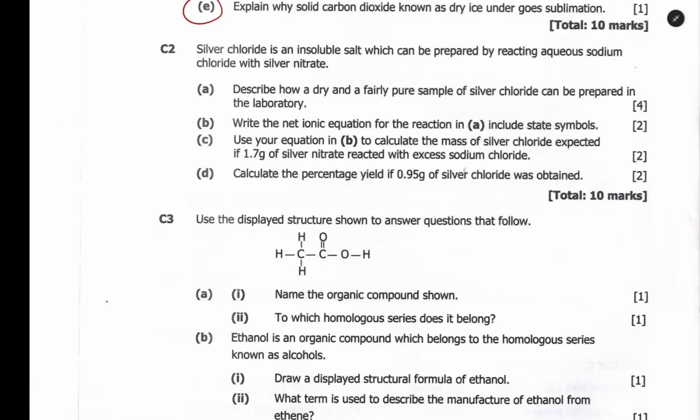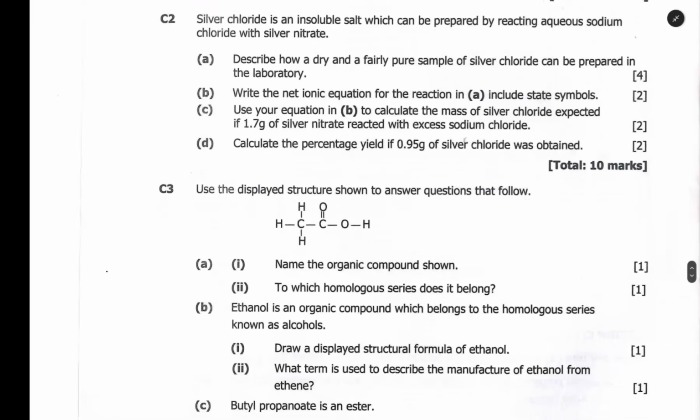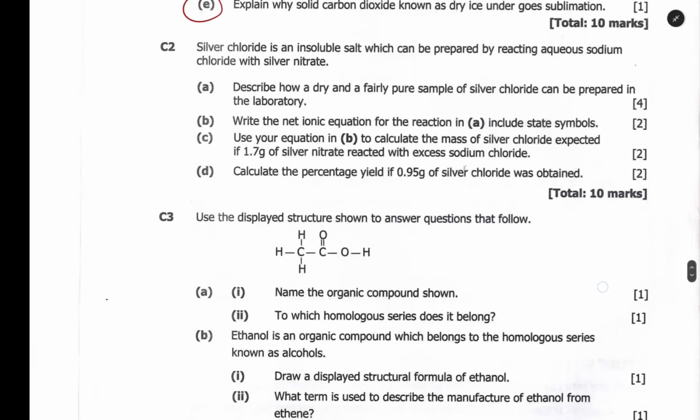So silver chloride is an insoluble salt which can be prepared by reacting aqueous chloride with silver nitrate. Then they are saying, describe how the dry and fairly pure sample of silver chloride can be prepared in the laboratory. 4 marks. So this one requires us to explain. Describe how the dry and fairly pure sample of silver chloride can be prepared in the laboratory.